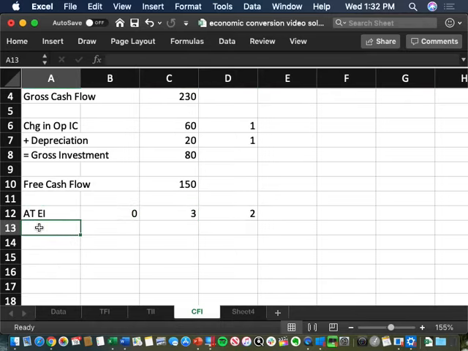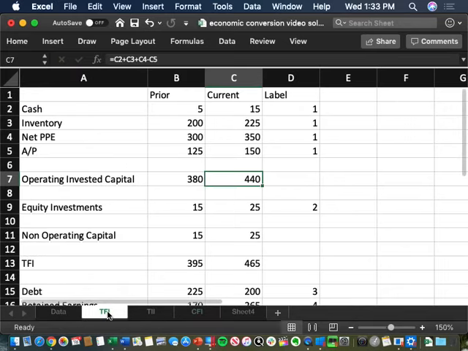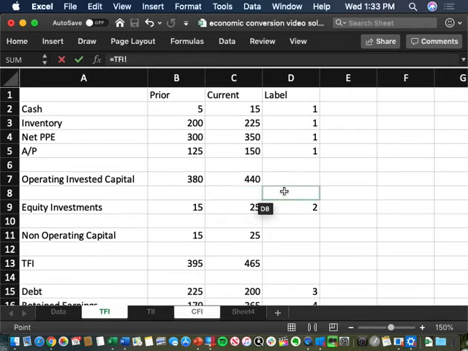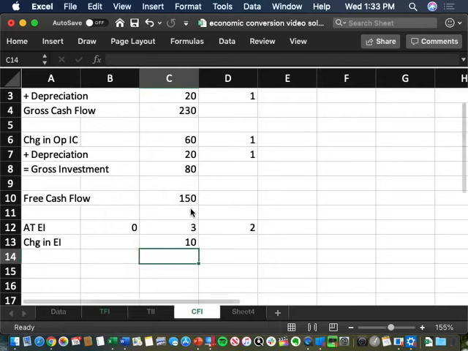Then, change in the non-operating assets and liabilities equals change in, and I'll do it in each of the two directly. So is my change in equity investments. Keep it simple. Change in equity investments. So here's the thing. My equity investments went from 15 to 25, so they went up by 10.